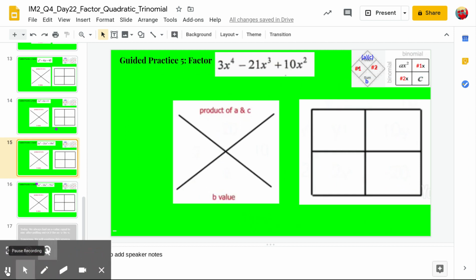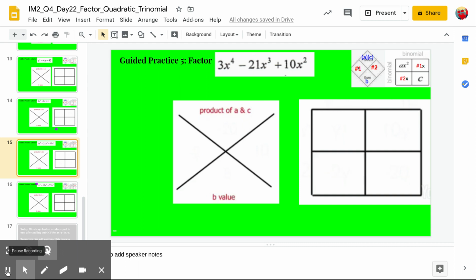All right, we're going to factor 3x to the 4th power minus 21x to the 3rd plus 10x squared. So the dead giveaway on this one is, you notice how we have x to the 4th power? What I'm teaching you right now is for factoring quadratic trinomials. Trinomials that are quadratic means the highest power is the 2nd. So when you see x to the 4th, an alarm should go off in your head. That is, you need to pull out the greatest common factor.